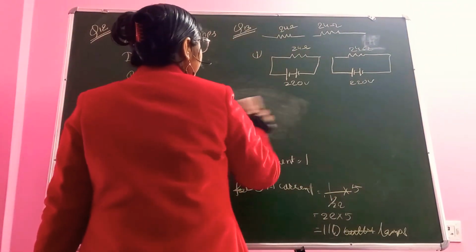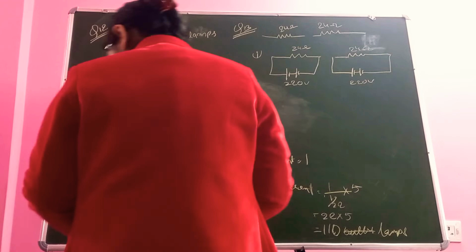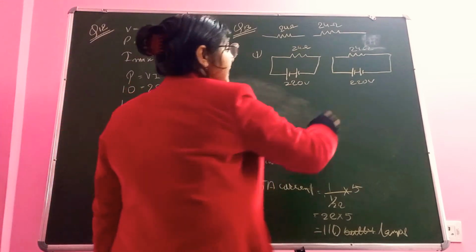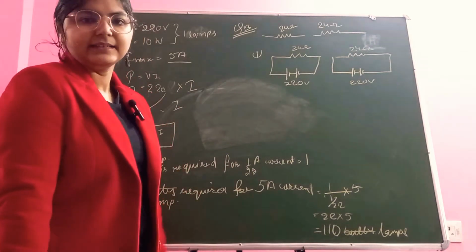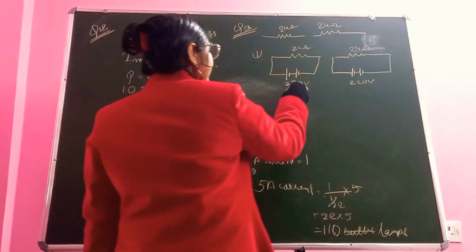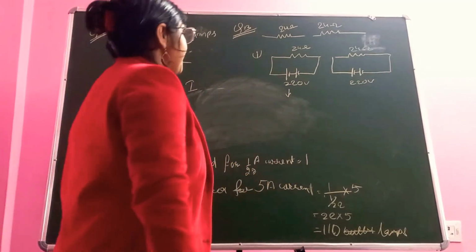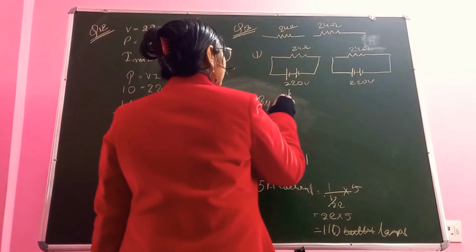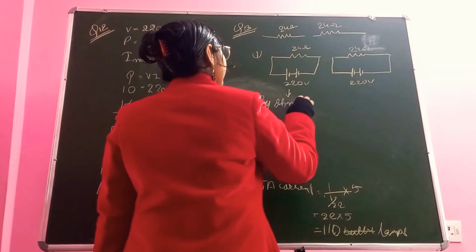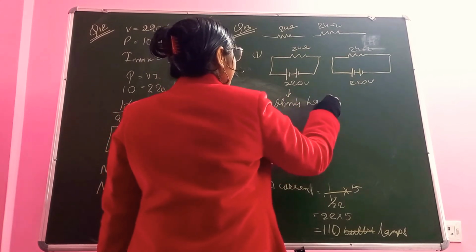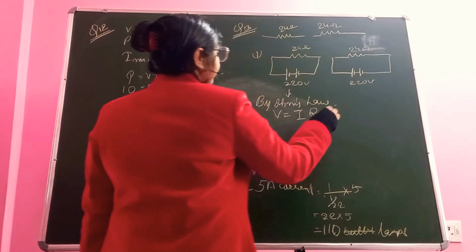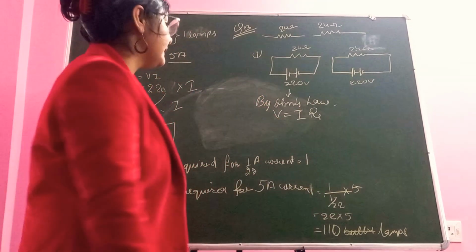So this is the first condition, in which you have to calculate the value of current. What will be the value of current for this? We know it very well by Ohm's law. It is very easy by Ohm's law. By Ohm's law, V is equal to IR.